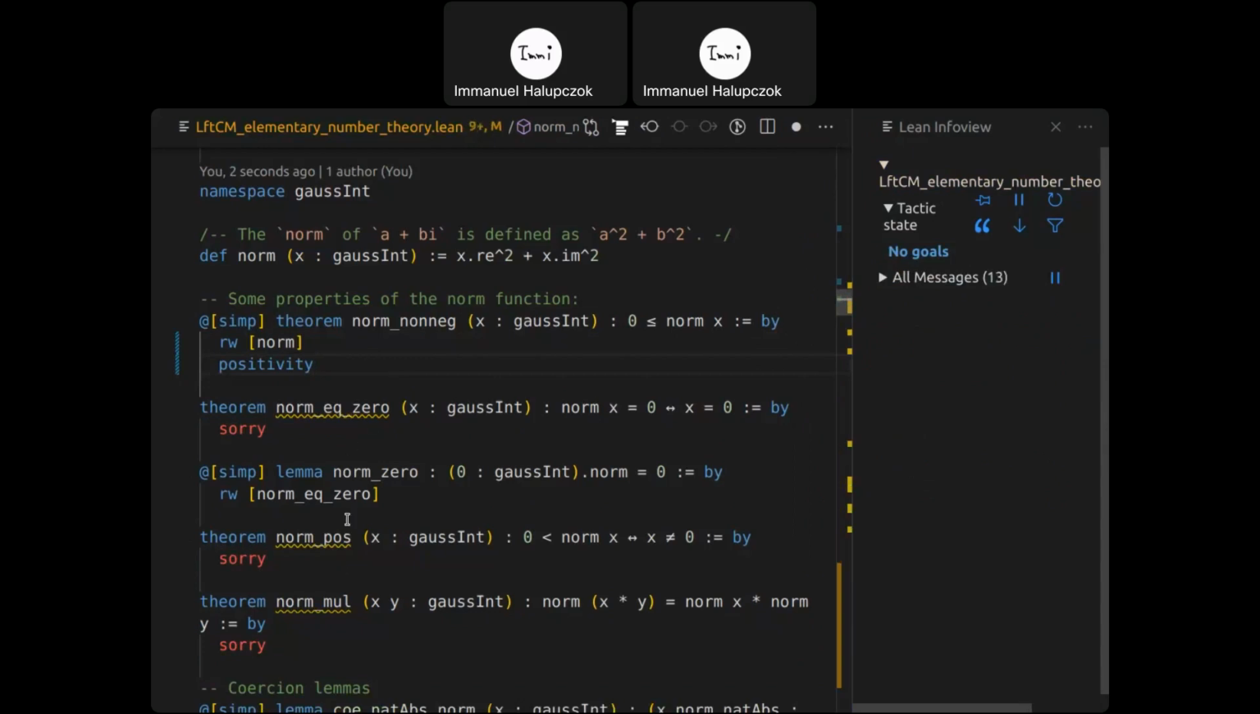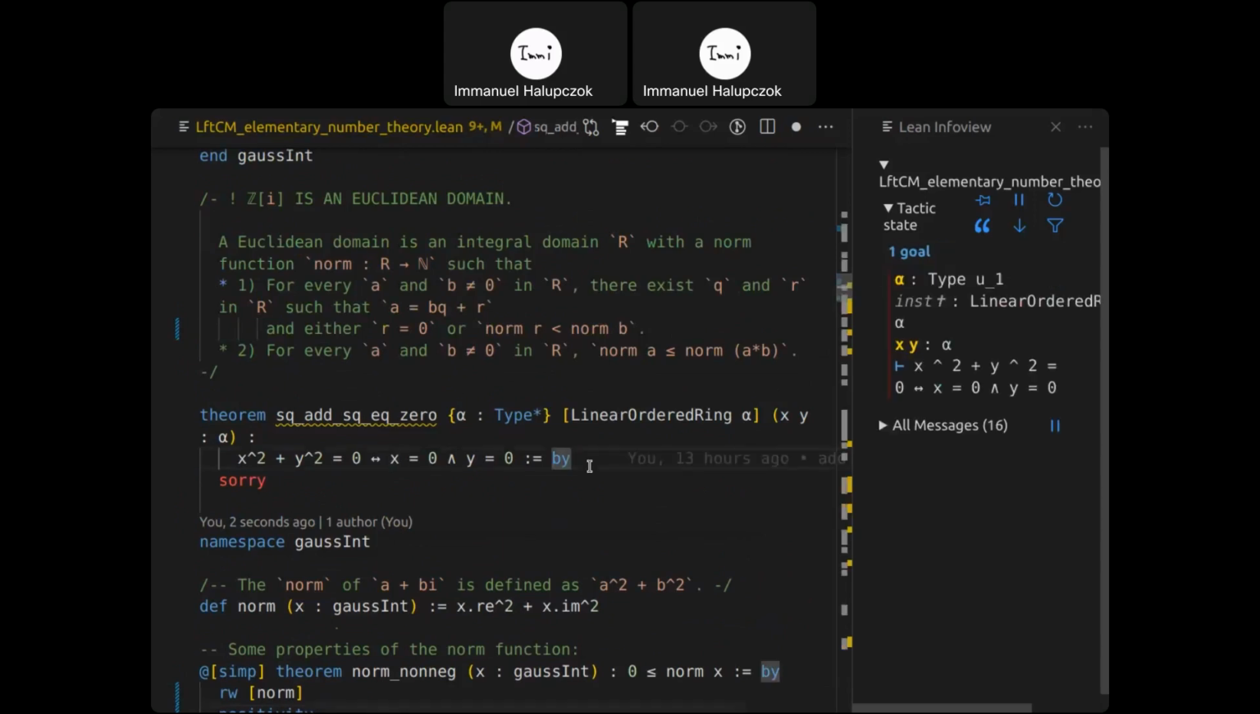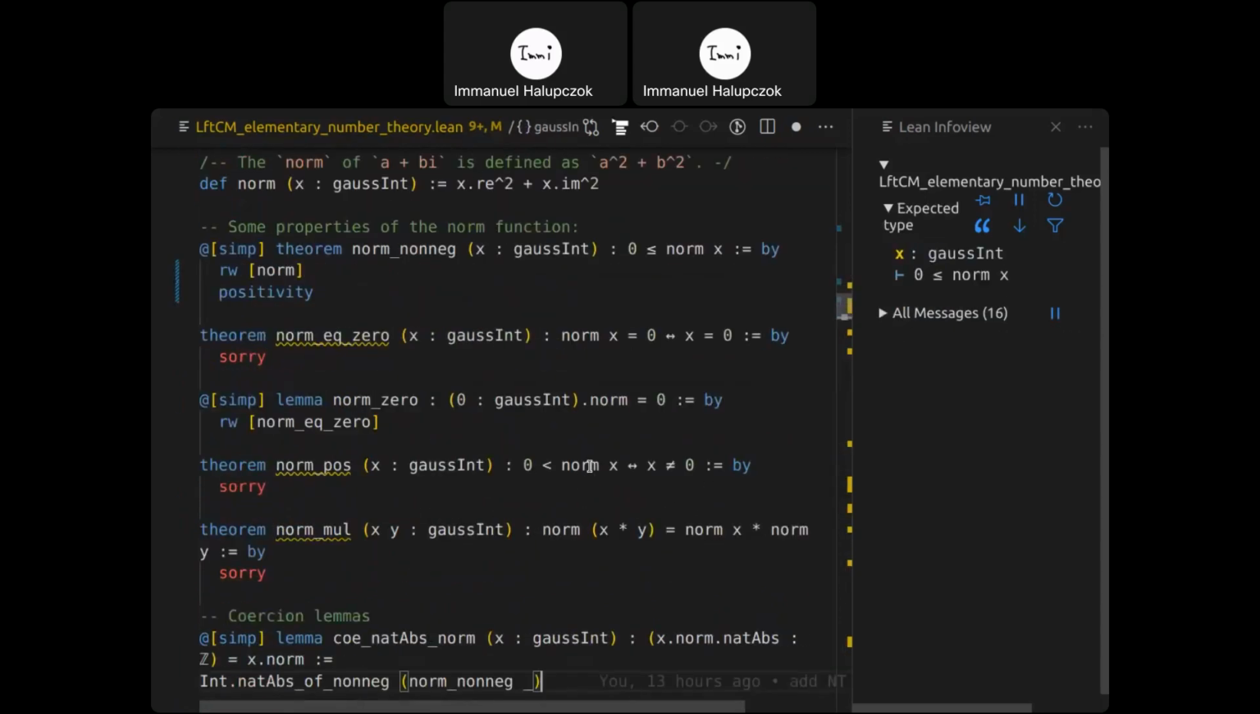Yeah, the next few theorems are essentially telling you that 0 is the only element with norm equal to 0. A helpful lemma for this, which of course is mathematically trivial, is x squared plus y squared is equal to 0 if and only if x is equal to 0 and y is equal to 0. So this is something that you should be able to prove. And then you can use it for these three lemmas here, I guess.